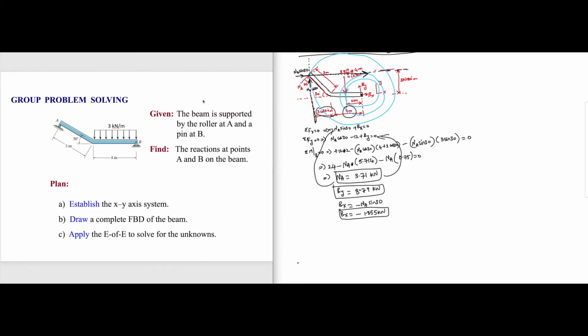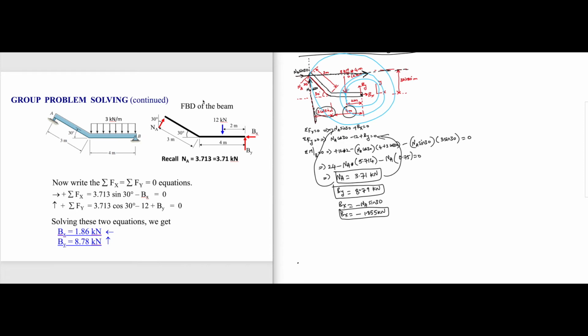So that will be the answer. 1.855 kilonewton negative. That means in the problem, I assumed Bx is going to the right, and I got a negative answer. So when we give the answer, you either leave it like this or you say Bx is 1.855 kilonewton going to the left. Either we give the direction or you leave the answer like this, because I can see from the free body diagram that you assumed to the right and you got a negative answer. Even that is acceptable. So that's how we solve a problem of this sort.